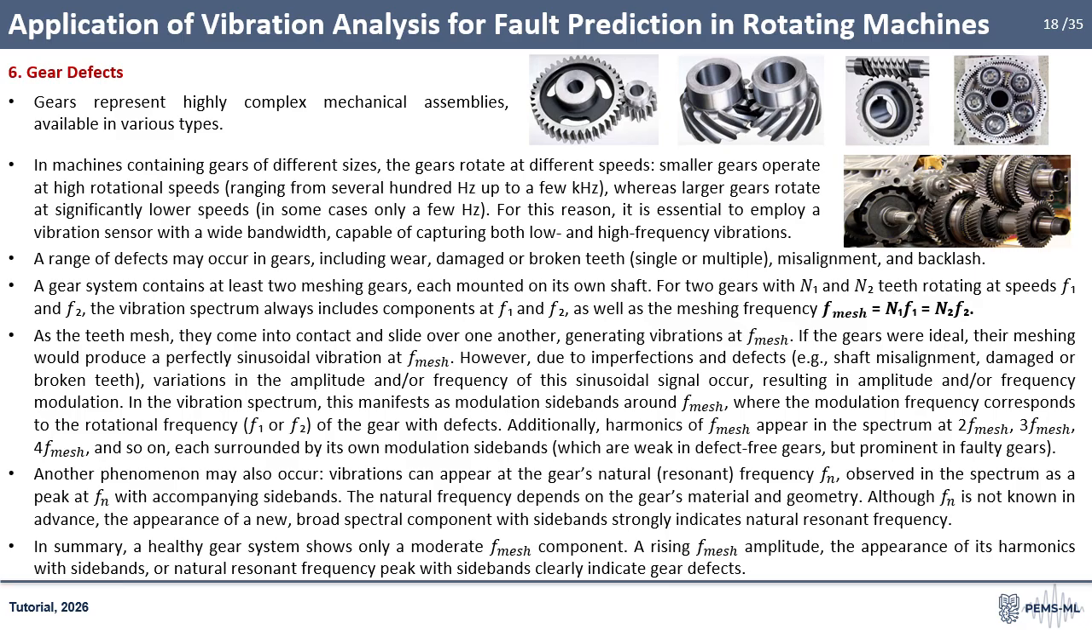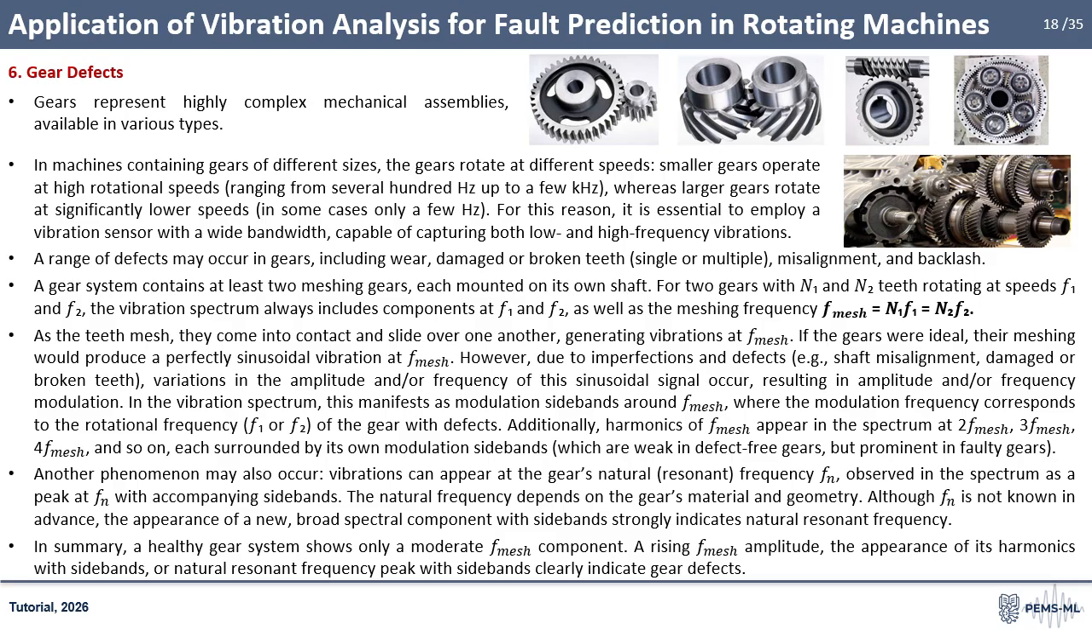Common gear defects include wear, damaged or broken teeth, misalignment, and backlash. A key parameter in gear vibration analysis is the gear meshing frequency. In a healthy gear system, only the meshing frequency appears in the vibration spectrum. When defects are present, variations in amplitude or frequency occur, leading to amplitude or frequency modulation, which appears in the spectrum as sidebands around the meshing frequency component, and its harmonics. Also, harmonics of meshing frequency appear in the spectrum, each surrounded by its own modulation sidebands.